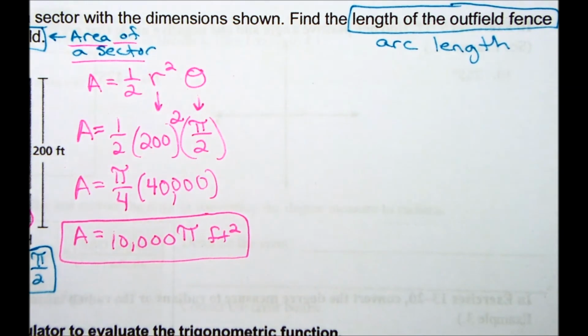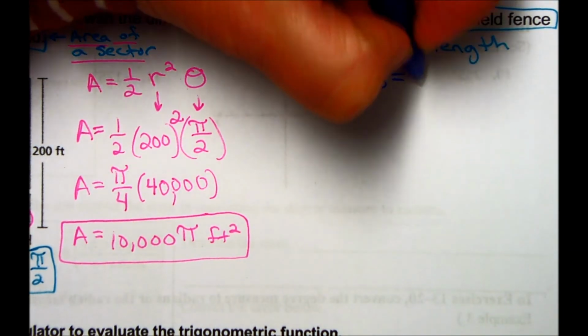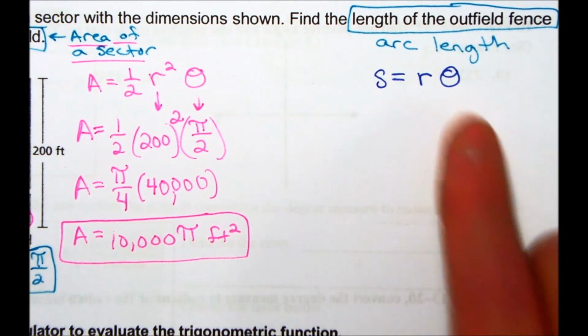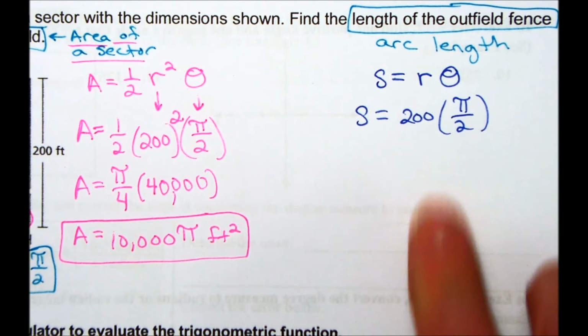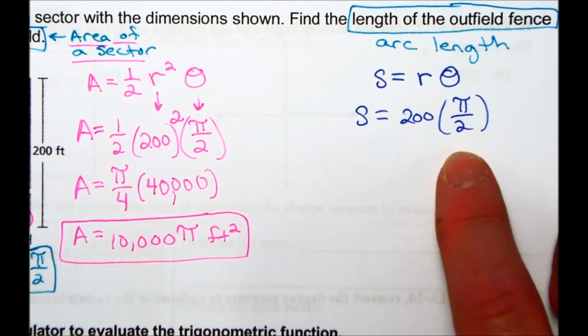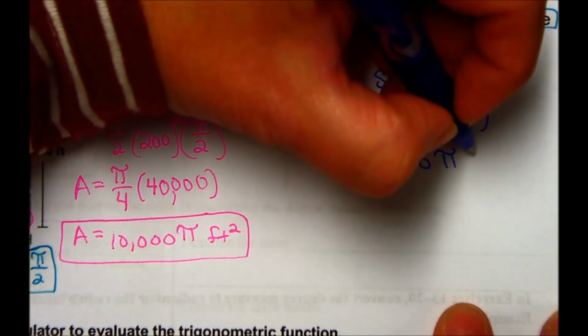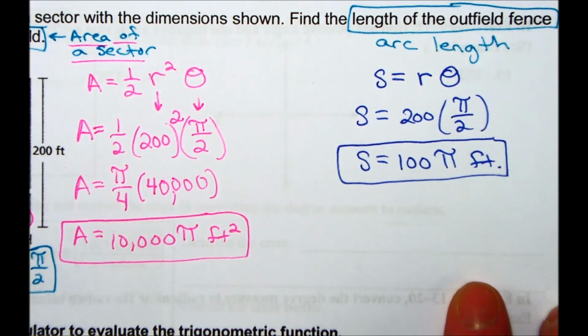Okay, now we're going to find the arc length. So the formula for arc length was s equals r theta. So r, again, the radius. Theta is going to be pi over 2 again. And the radius is 200. So our arc length is 200 pi over 2. So the 200 and the 2 can reduce. And our arc length will be just 100 pi. Since it's a linear dimension, it's going to be feet, not feet squared like the area was.